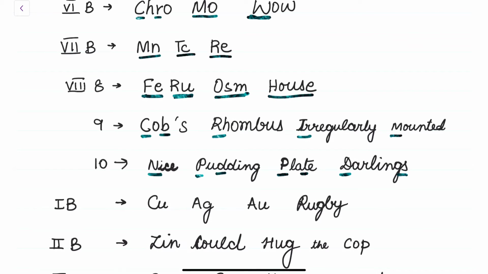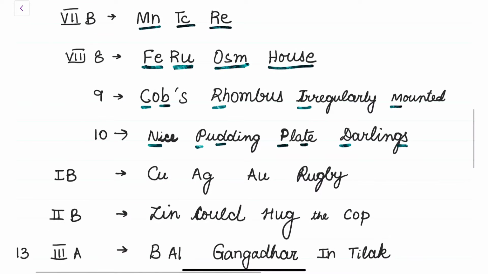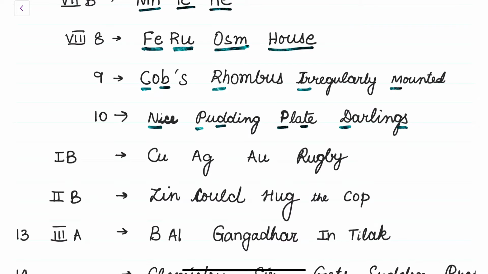Coming to the 1B group of elements, which is copper, silver, gold. All these are coinage metals, so remember it in that way itself. I've added rugby here. Alright, so rugby is basically the roentgenium, Rg. So copper, silver, gold, roentgenium. Alright.